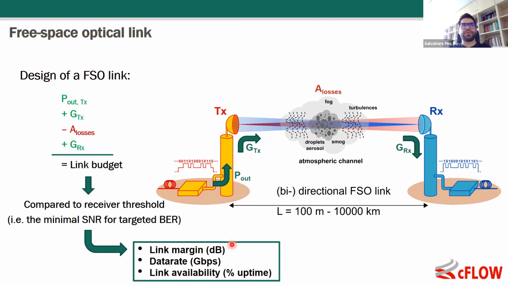The link margin is one of the criteria to assess the performance of the optical link, together with the achievable data rate, which is given in gigabit per second, and as I said, the link availability, that is the fraction of time that we have the signal.